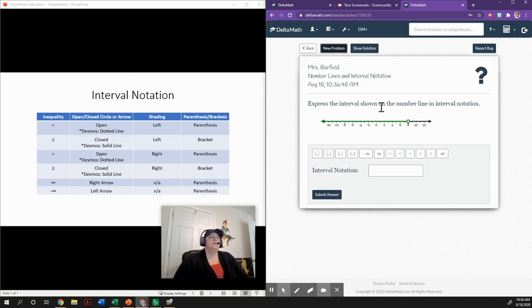All right, express the interval shown on the number line in interval notation. Now I've got the number line. I need to convert it back to that parentheses or bracket. Okay. All right, so I've got 8. I'm going to the left, which means I'm less than, okay? And I'm going to negative infinity, okay? All right.